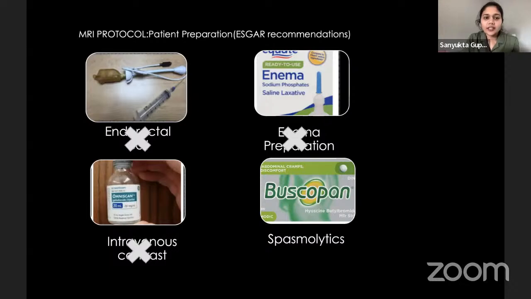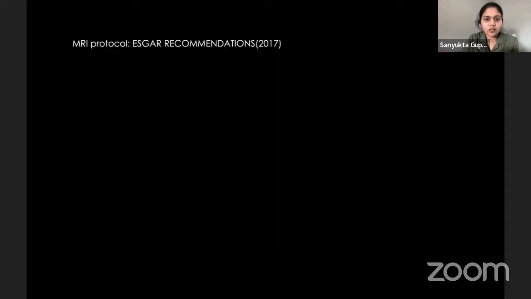We do not need an endorectal coil. We have not been using it since ages. And we do not need an enema preparation. We do not need an IV contrast. In some cases we can use Buscopan or any other spasmolytic, IM or oral tablets. But even then, it usually suffices without the spasmolytics also.